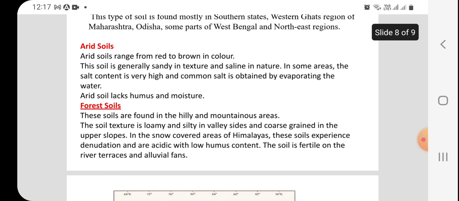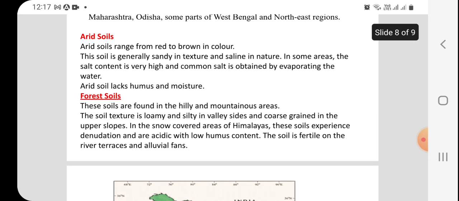Arid soils are one of the most important. It is mostly found in the northwestern part of India, Rajasthan and the interior part of the Deccan Plateau regions, where the area gets a very low amount of rainfall, less than 50 centimeters in a year. So they are called arid regions or arid soil. The soil does not have many nutrients. Okay, it lacks humus and moisture.